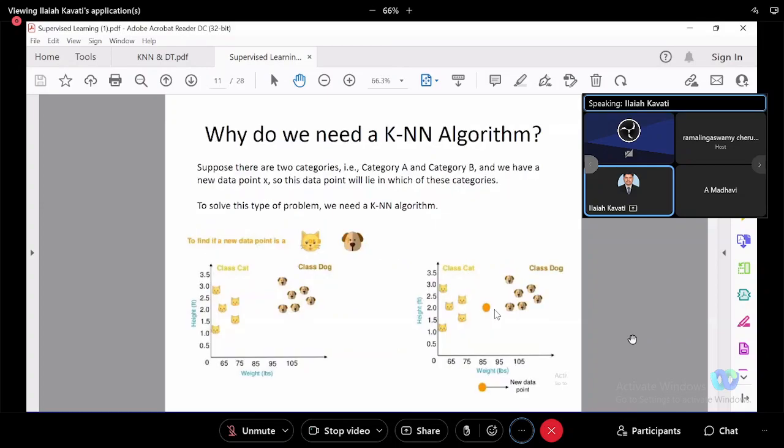Let us assume here we have a set of data points. Those data points are categorized into category A and B.